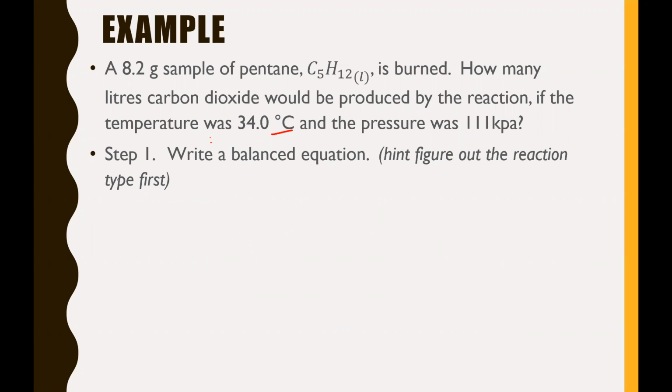To go from Celsius to Kelvin, remember, we have to add that magic number, 273.15. So this 34.0 degrees Celsius right off the bat is actually 307.15 Kelvin. So keep that in mind. You want to write that in before you do anything else.